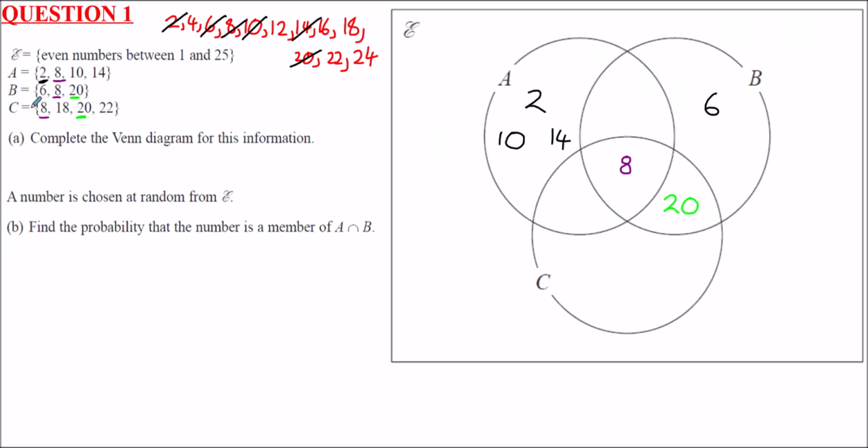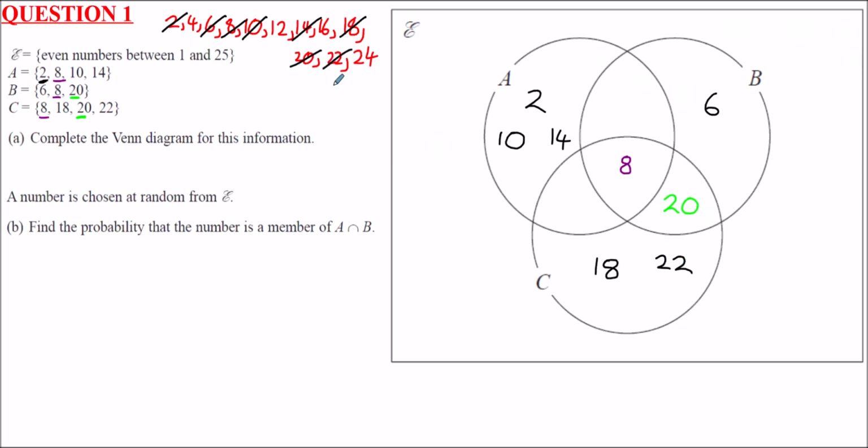Finally, looking at C, we've got 8 already from before. 18, does that appear anywhere else apart from in C? No, it doesn't. So we can just write down 18 for C. Cross it off our list. 20, well, we already had 20 from before. And then 22 only appears in C, so we can write 22 in and then cross it off here.